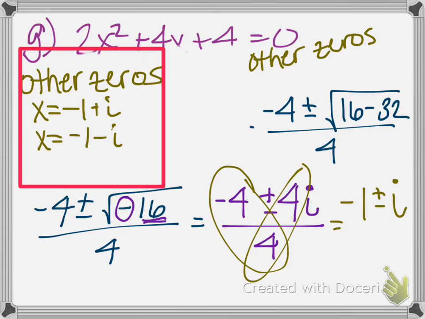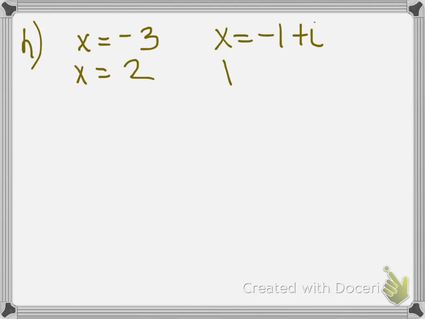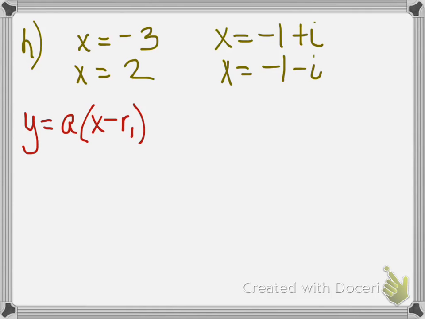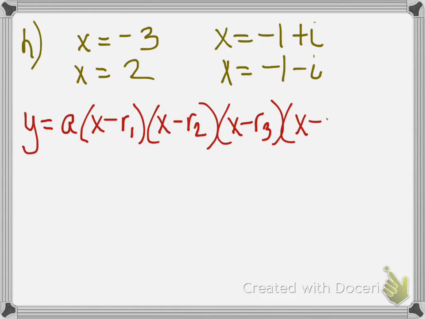So for H, we just need to write all of our zeros together in factored form. So for H, factored form, let me just write down all of my zeros, the rational and the others. So I found that x was -3, x was 2, x was -1 plus i, and x is -1 minus i. So I have 4 zeros, which means I'm going to have 4 roots. x minus the first root, x minus the second root, x minus the third root, and x minus the fourth root.